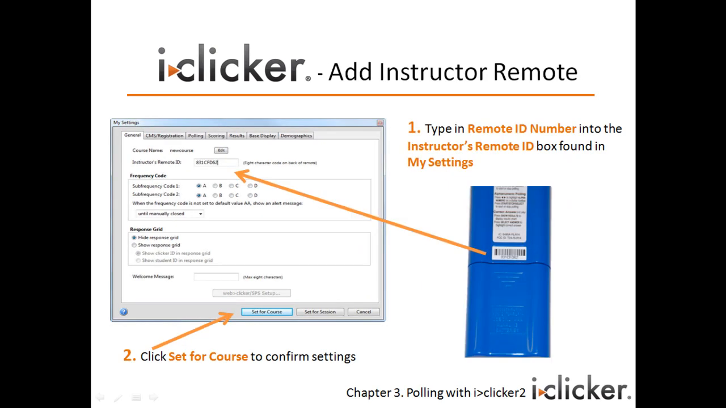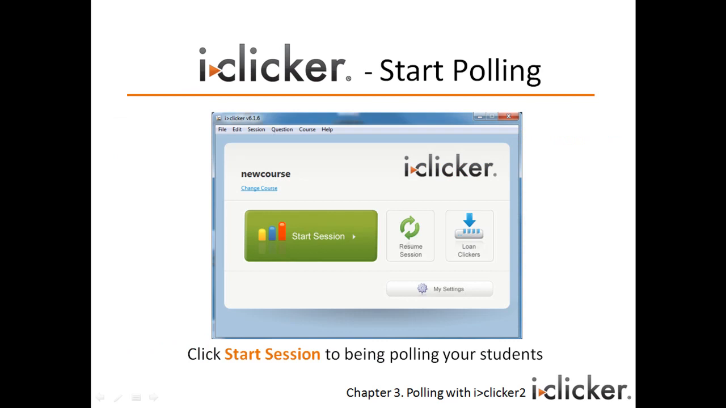If this is the first time that the instructor remote you have is being used with this particular hub, you'll actually have to identify the remote so that you can use the instructor buttons. You can do this in your My Settings dialog box. Under the course name, there's a place that says Instructor Remote ID. In this box, you'll enter the remote's ID, which is located on the back side of the remote under the small barcode. Once you've done this, click the Set for Course button. Now that you have your hub and remote all set up with the software, you're ready to start your session by clicking on the Start Session button.